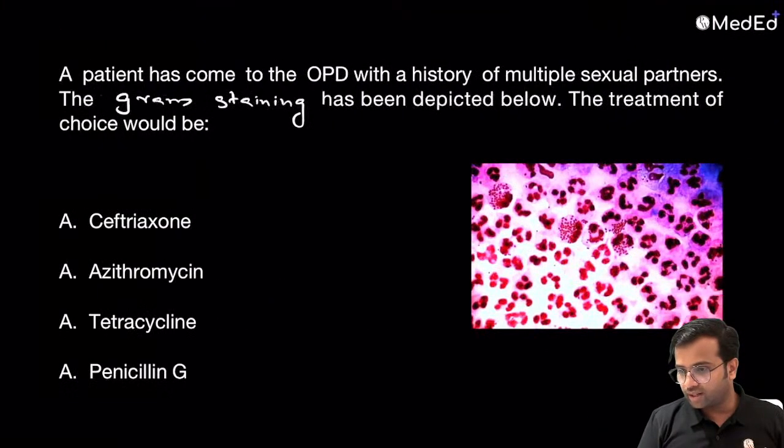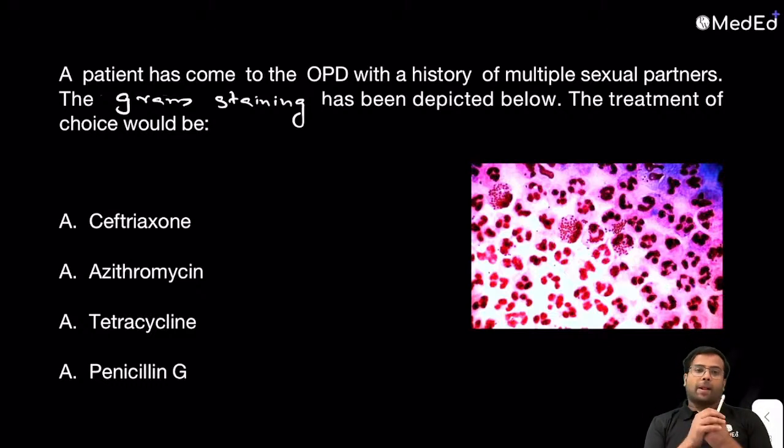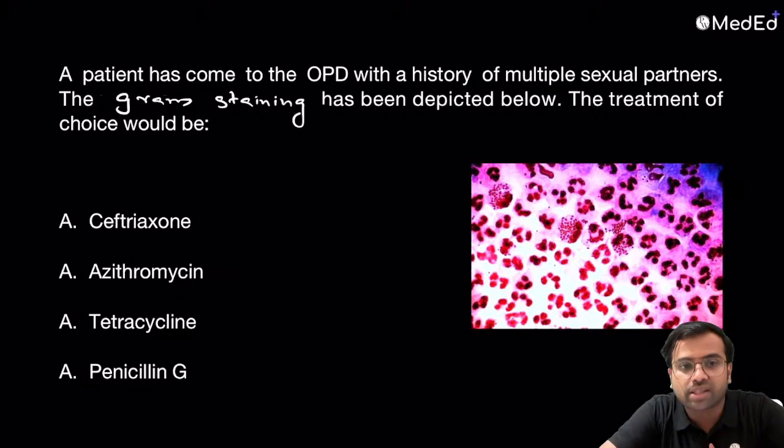So with that, now let's go to the next question. A patient has come to the OPD with a history of multiple sexual partners and the gram staining has been depicted below. The treatment of choice? So someone who is having multiple sexual partners and maybe some kind of symptom. Now what they have shown is a gram staining. So, what is this?